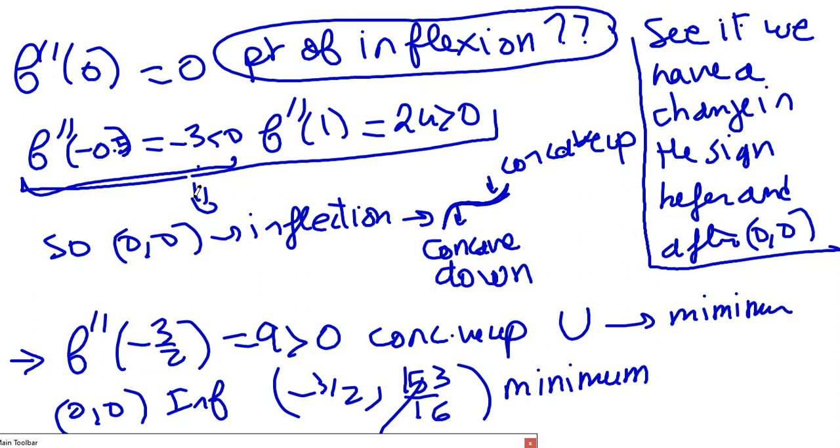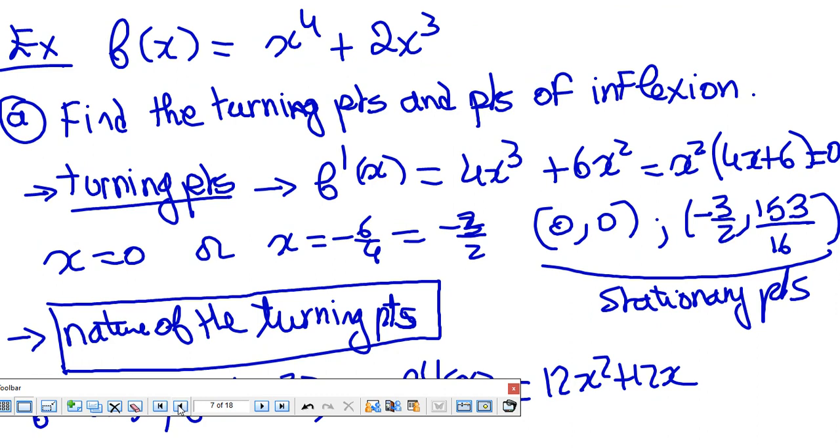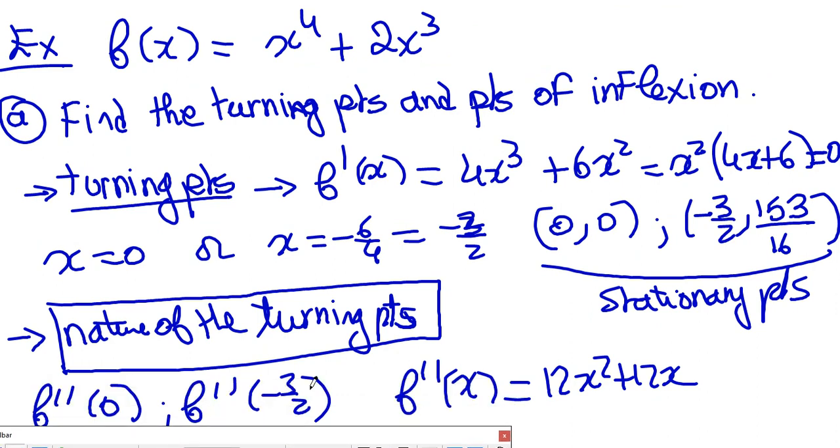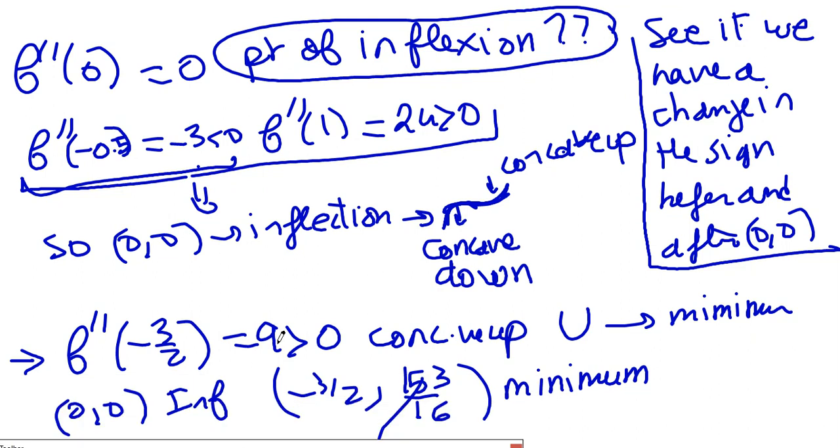So before the 0, f double prime is negative, so it means I have a concavity down. So concave down like it's here, and after it's concave up. So I got that (0, 0) is an inflection point. It's not just a stationary point, it's an inflection point. Now, if I want to check f double prime of minus 3 over 2, I got it positive, so it means it's concave up. So it means that this one is a minimum.